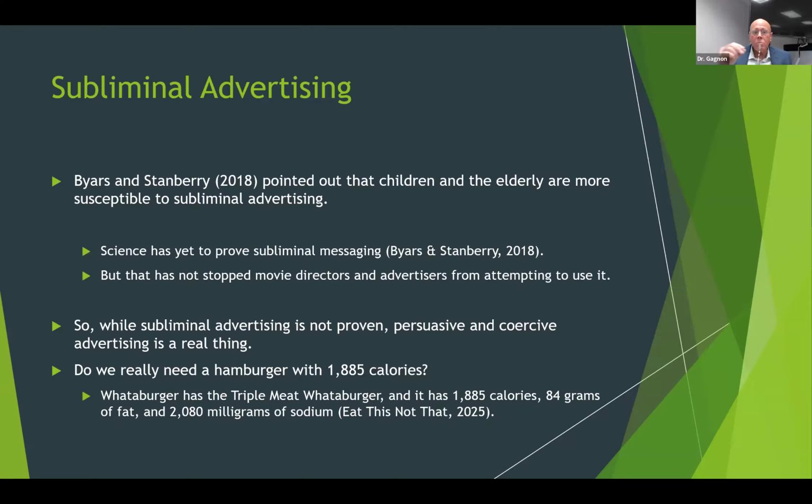And then they actually put in this image, a horrifying image for like one frame. And in some of the original showings, it was reported people were literally becoming physically ill. So I think subliminal messaging, while not yet truly scientifically proven, I think that one day we're going to prove a form of it does exist. So while subliminal advertising is not proven, persuasive and coercive advertising is a very real thing.